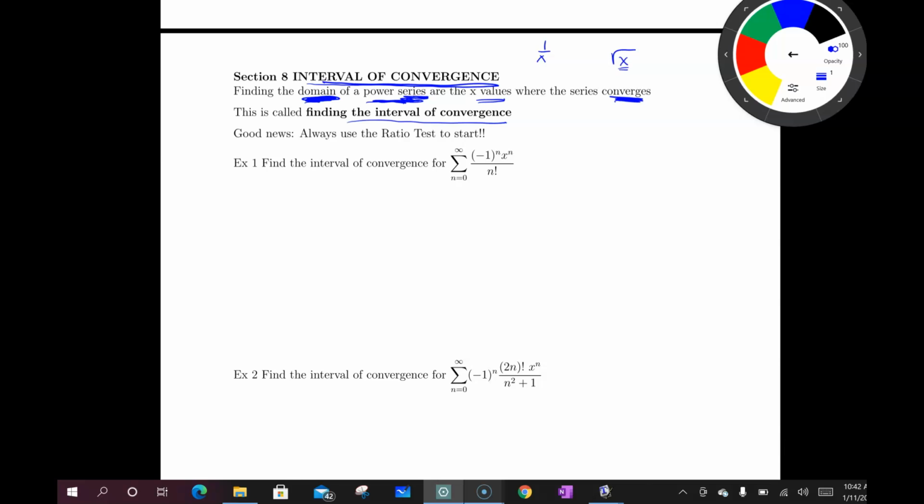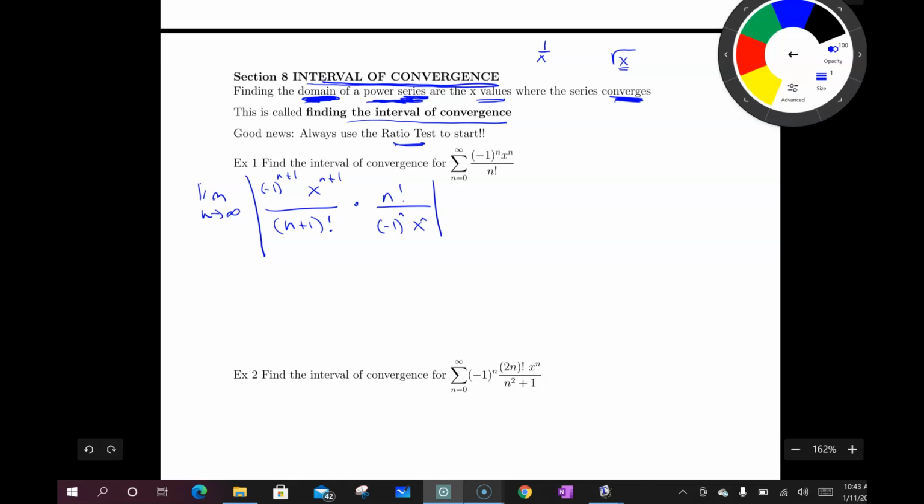Okay, so when we're doing this, one good news, we don't have to think about which test to use. We always use the same test. We always use the ratio test. Okay, so limit as n goes to infinity, and we're going to be keeping the absolute value bars. So ratio test, remember the n plus first term, x to the n plus 1 over n plus 1 factorial, multiply by the reciprocal.